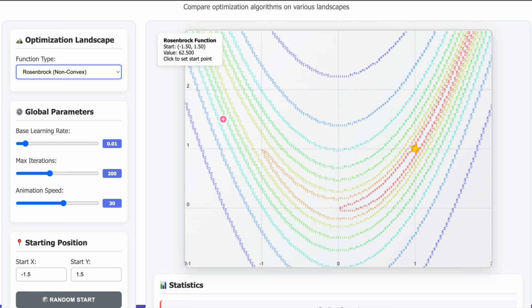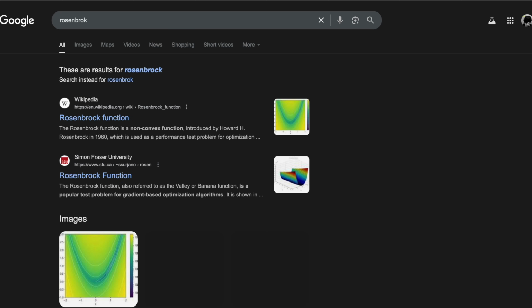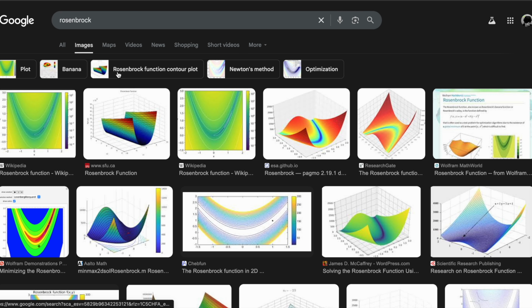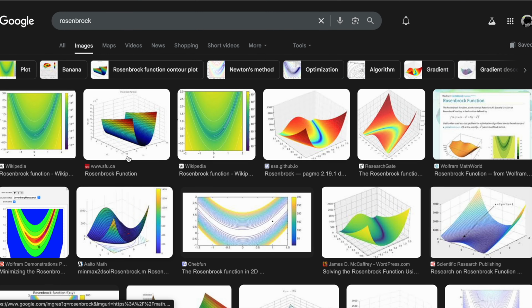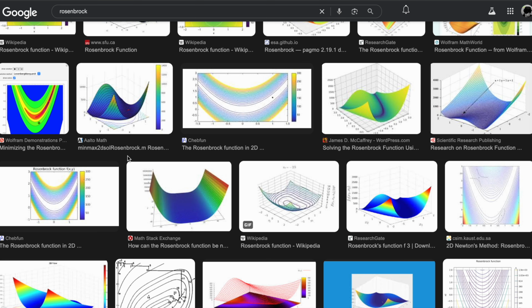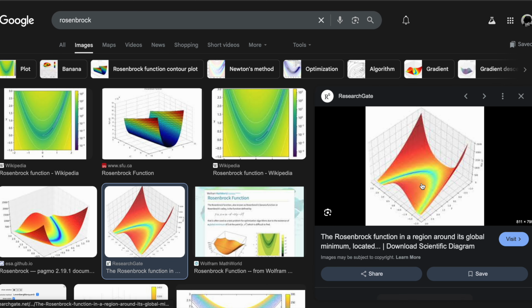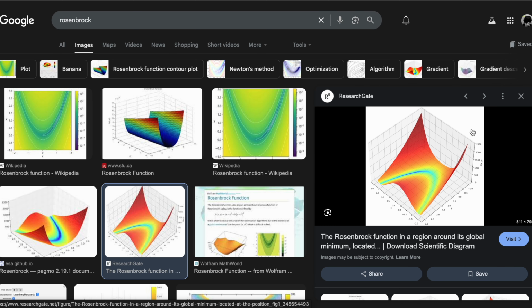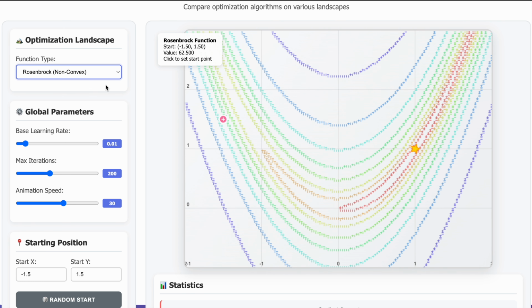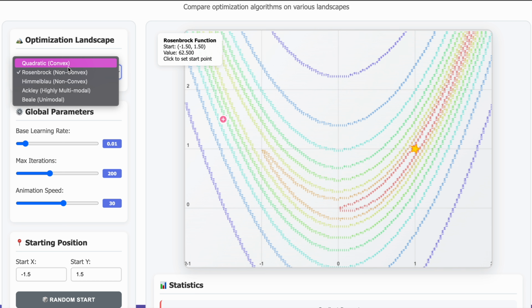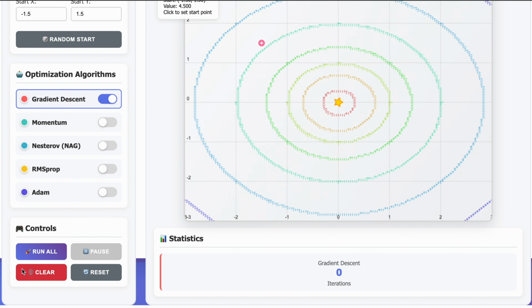If I open this, you can look at different types of functions and their graphs, with a more 3D visualization. So let's go to it. If we start with the quadratic one and use gradient descent, then I try to run it.